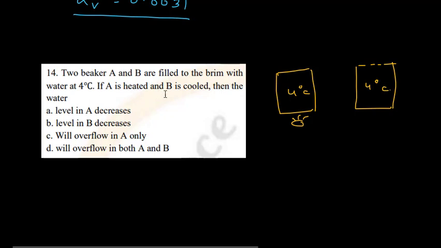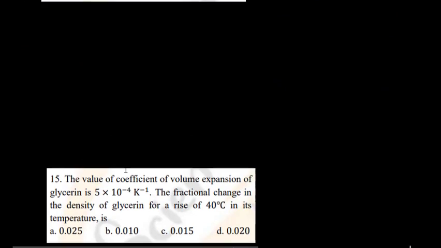So here A is heated and B is cooled, then what will happen to the water? Level of water decreases in A. This is wrong. Level in B decreases. Again this is wrong. In both it is increasing. Will overflow in A only, or will overflow in A and B. So this option D is the correct option, right?